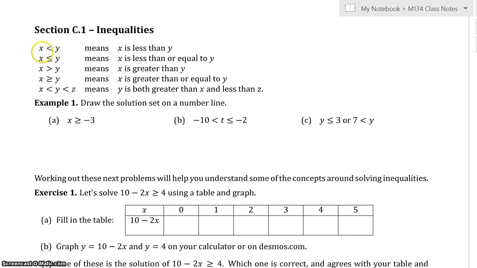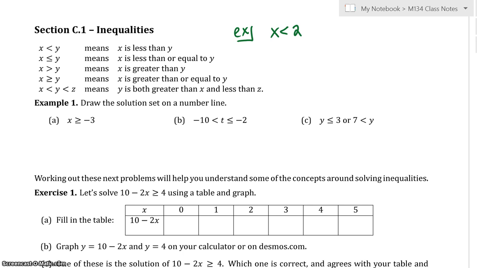Let's start with the first one. What does this expression mean? It means x is less than y. It's right over here on the right side. It means x is less than y. So for example, if I make y a 2, x would be less than 2. So that means x would be things that are smaller than 2.